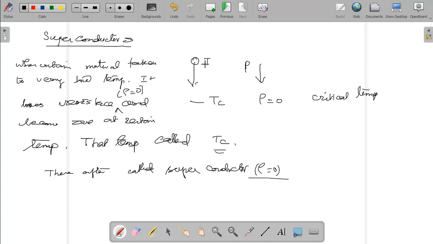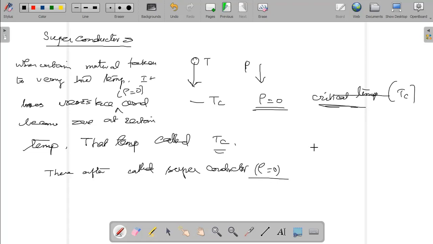When you reduce the temperature, some material, most of the good conductors, when you go to very low temperature, resistivity will decrease. And at one particular low temperature, the resistivity becomes zero. That temperature is called critical temperature. Thereafter, the material is called superconductors. That's all. What is superconductor?